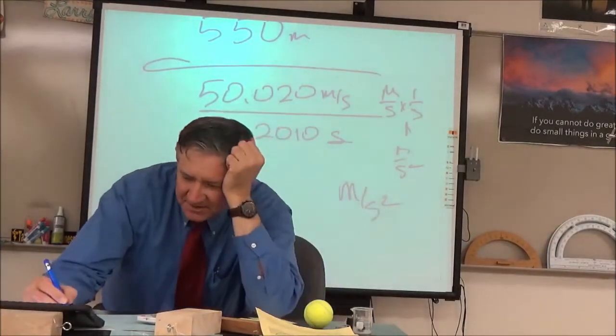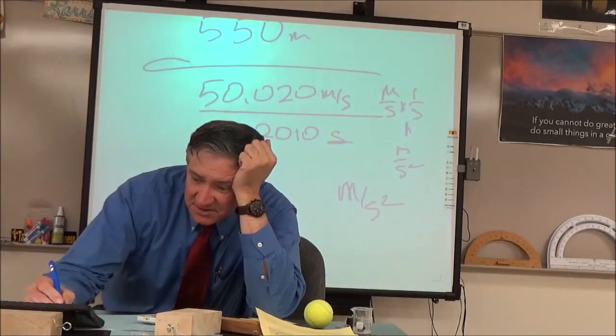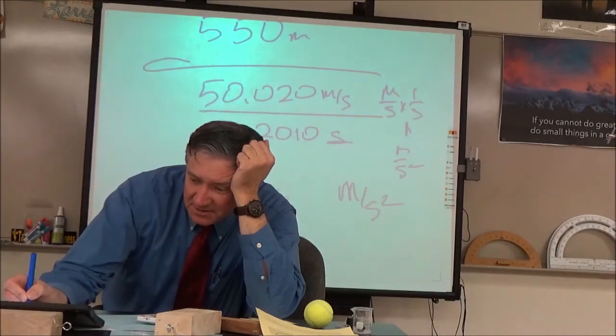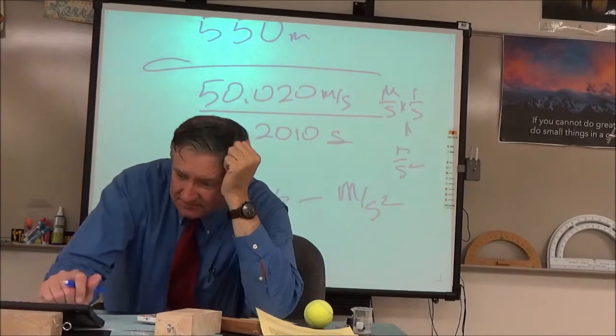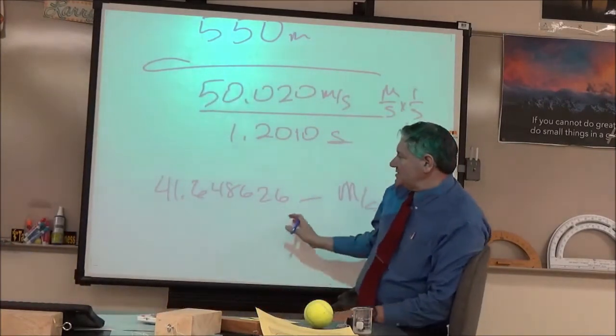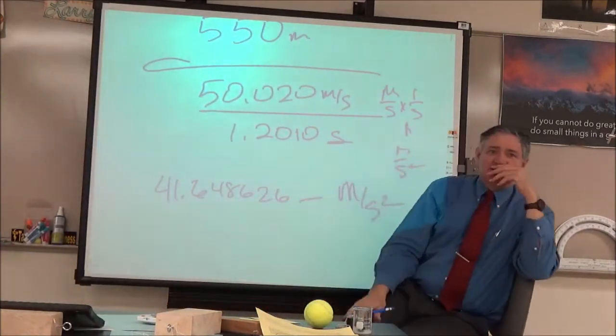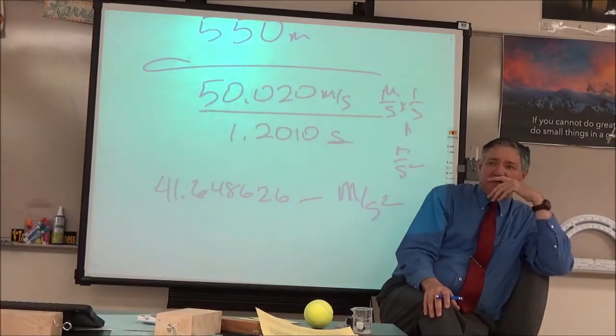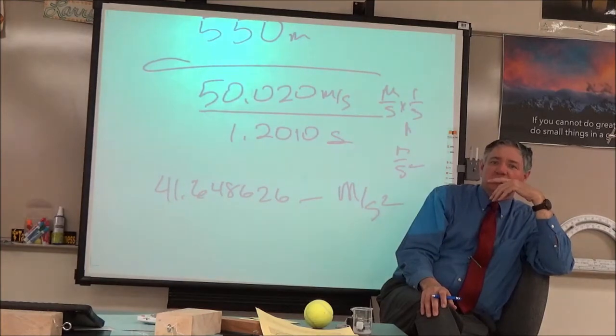So, the calculator, what does the oracle say the answer is? 41.648626114. Okay. Now, is this what I can put as my answer? Nope. How do I have to write that answer? With 5 significant digits.